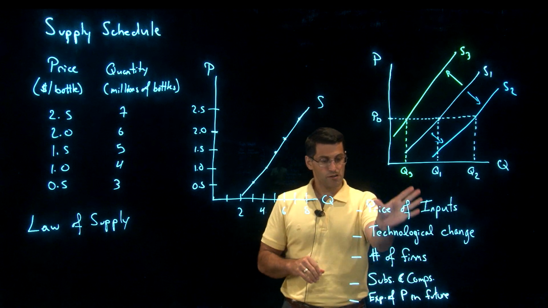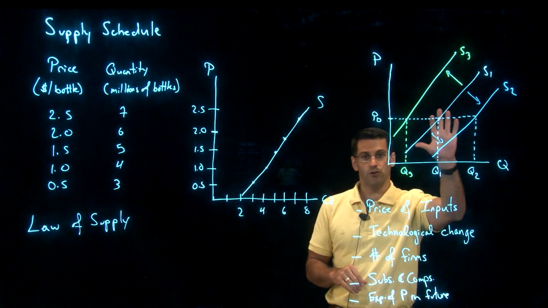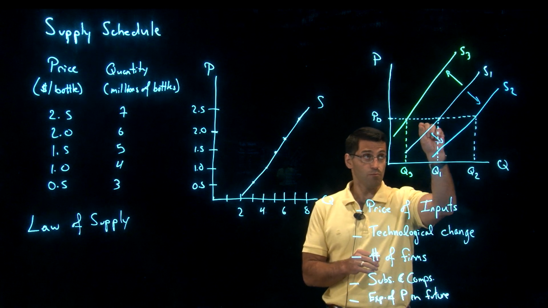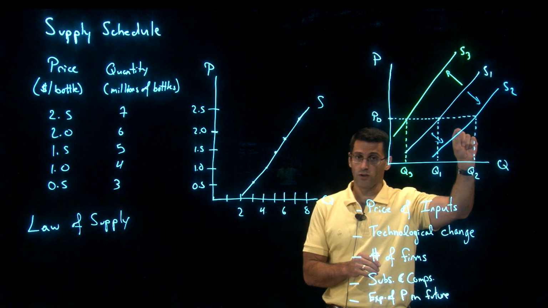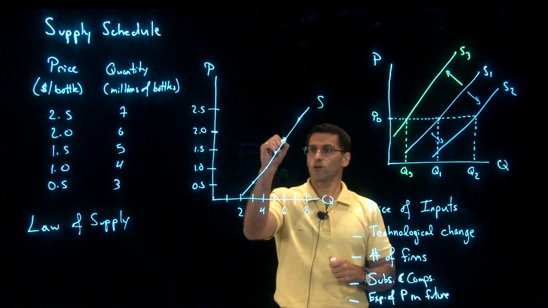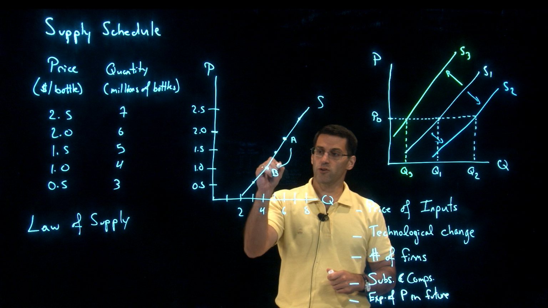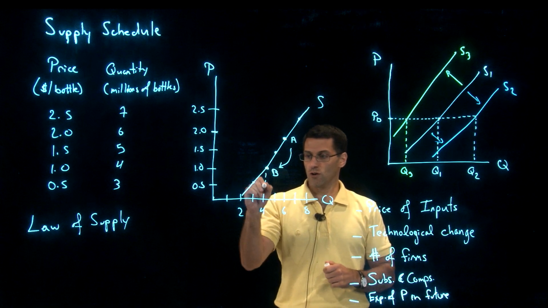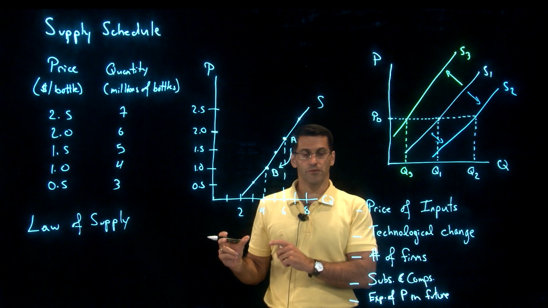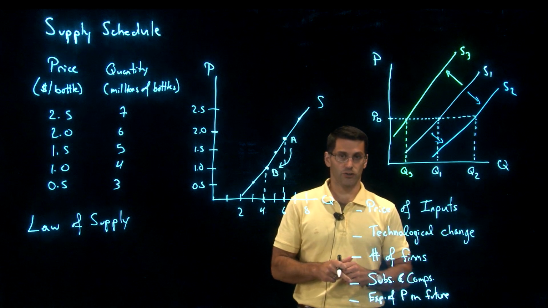So all of these are ceteris paribus factors. A change in any one of these will cause our supply curve to shift. And again, it's important to note, we talk about a movement of the entire supply curve as a change in supply, whereas we talk about moving from one point to another on our supply curve as a change in the quantity supplied. Okay? Movement along the supply curve is a change in quantity supplied. Shifting the supply curve is a change in supply.